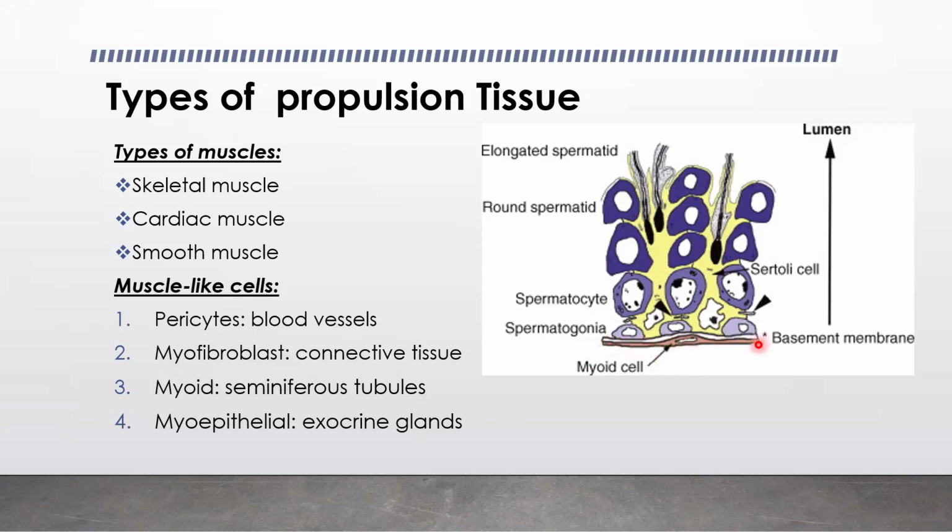So now when this myoid cell contracts, it enables the release of spermatozoa to move from, first of all, the periphery towards the lumen of the seminiferous tubules, and then they are released to be stored or maybe to go to the vas deferens. So a myoid cell has contractile properties.